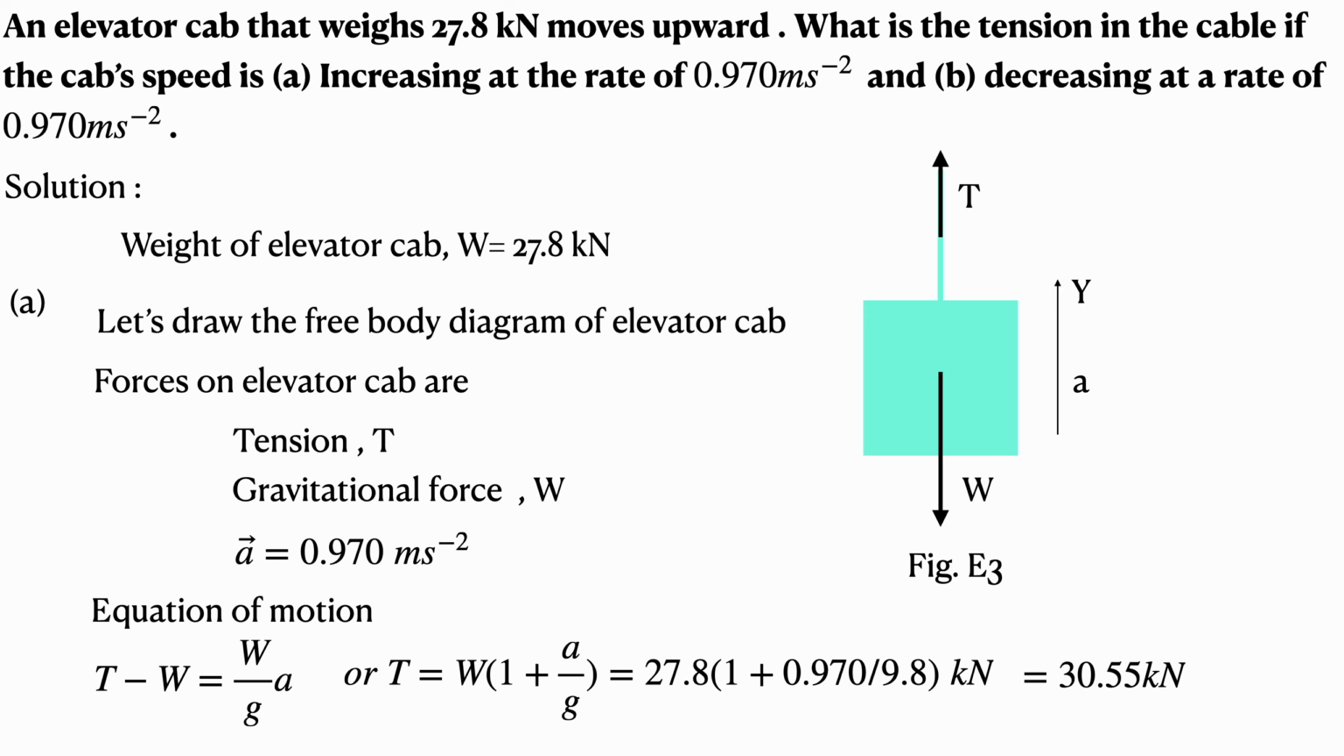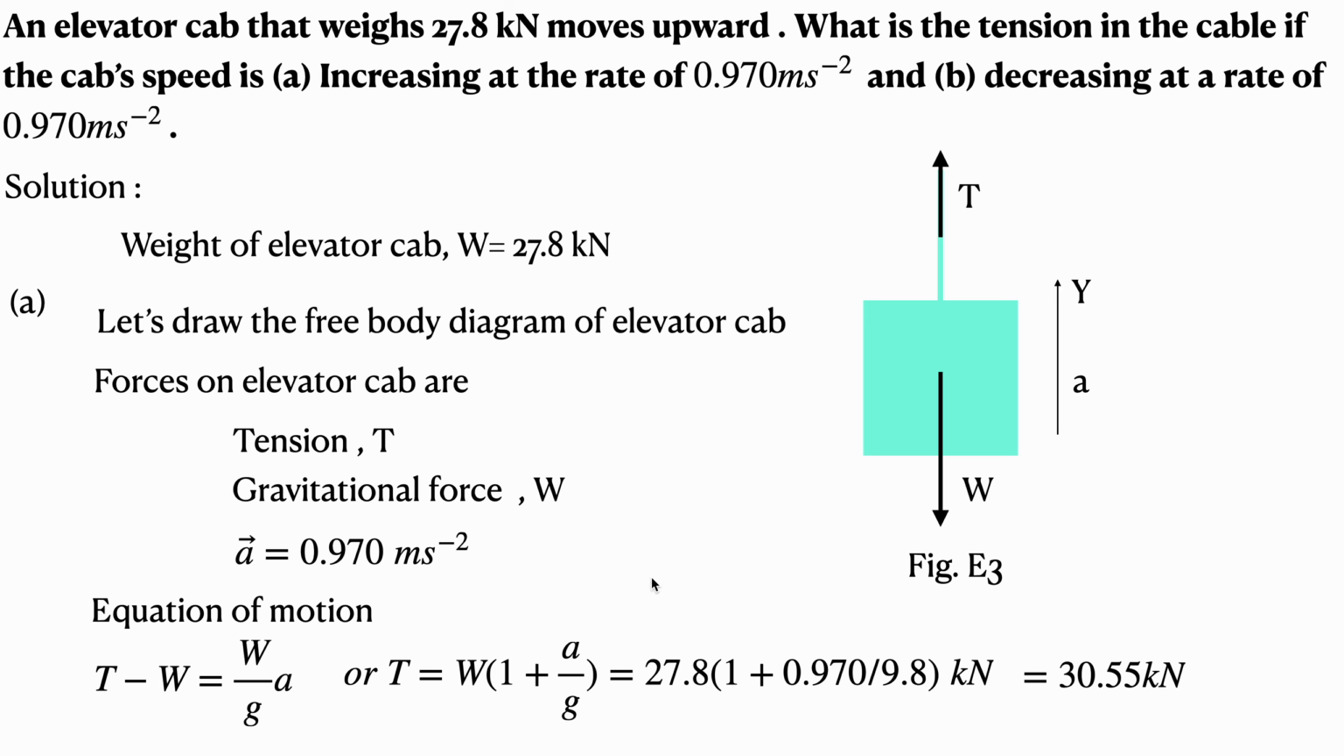Now let's discuss a problem based on Newton's laws of motion. An elevator cab that weighs 27.8 kilonewton moves upward. What is the tension in the cable if the cab's speed is (A) increasing at the rate of 0.970 meter per second squared and (B) decreasing at a rate of 0.970 meter per second squared? Solution: the weight of the cab is W equals 27.8 kilonewton.